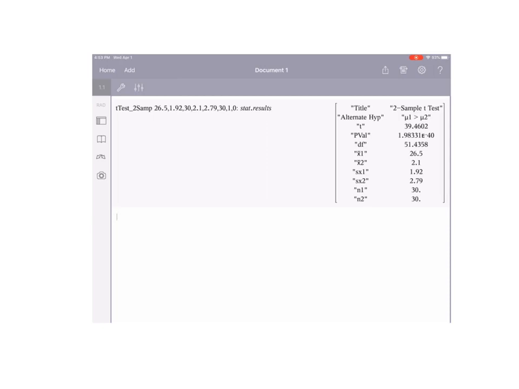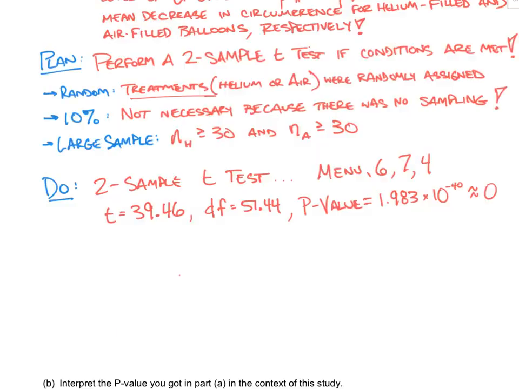We have the results from our 2-sample t-test. You can see we've got the t-value here of 39.46. We got the p-value of 1.983 times 10 to the minus 40th, and that's a super small number. Also, that's where you're going to get your degrees of freedom, unless you want to use that very large and cumbersome formula. All right, let's go back to the notes and see where we need to go from here.